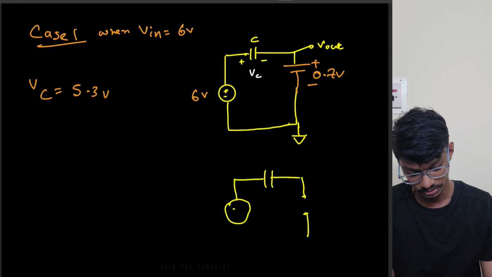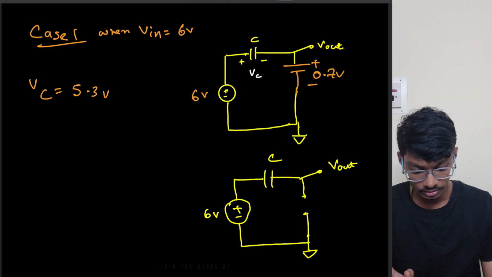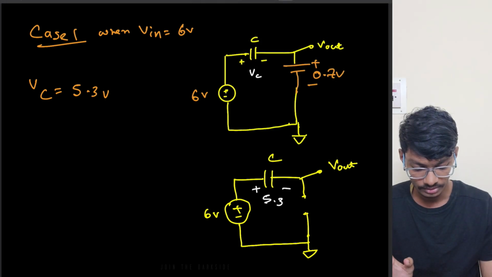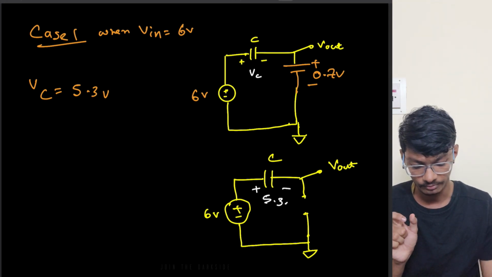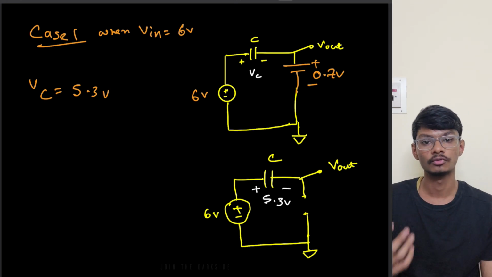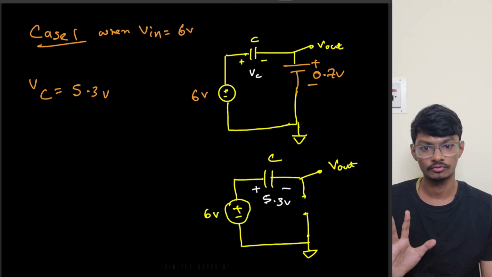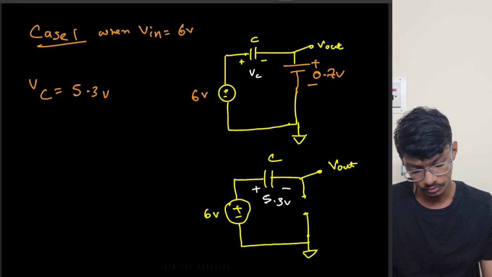The circuit is looking something like this, 6 volts, and this is V out. No current is flowing, so this will remain at 5.3 volts. Now what is the voltage across the diode? It is 0.7 volts only, but we will assume it as off because no current is flowing, so the diode is off.